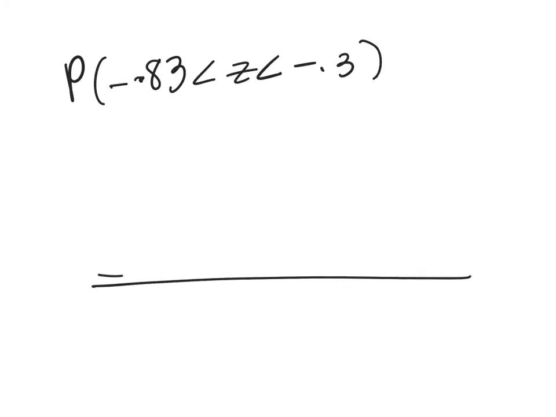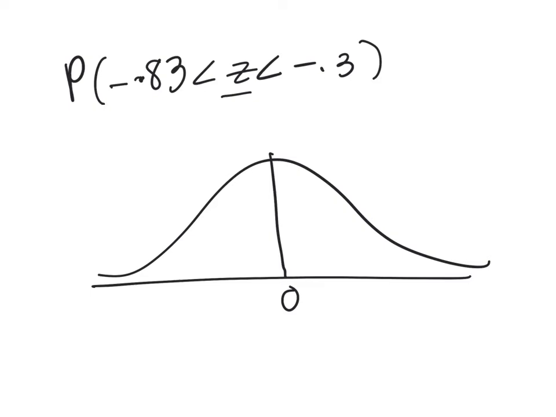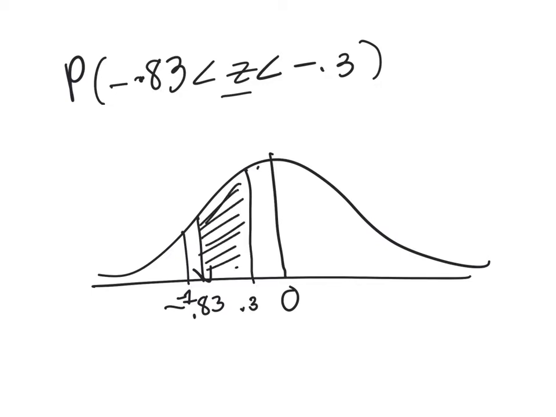Again, you have a normal curve. We know it's a standard normal curve because this variable is z. Right here is 0. Negative 0.83 on our number line is down here. If that's negative 1, maybe not exactly to scale. And negative 0.3, somewhere here then. This is about a half a standard deviation of data in between those.